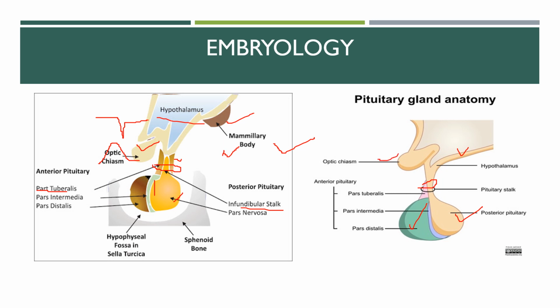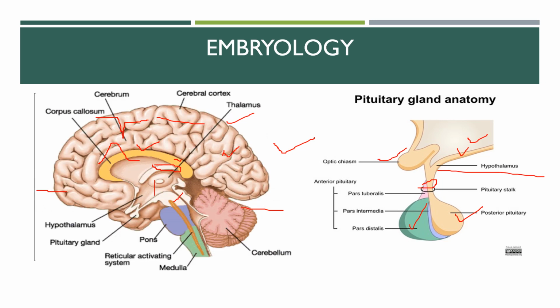This is the optic chiasma and the third ventricle and the hypothalamus. So this is the position of the pituitary in relation with the brain matter. We can see here, this is the position of the pituitary gland. This is the optic chiasma, and here is the corpus callosum, and behind it we have the hypothalamus, thalamus, and this is our pons, medulla and the cerebellum.